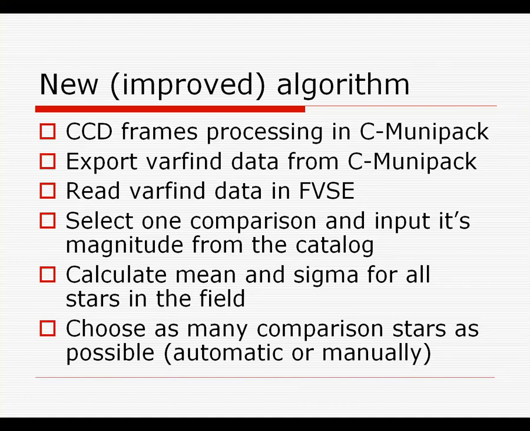You can select one comparison and input its magnitude from the catalog just to have catalog values. Then calculate the mean and standard deviation for all stars in the field. The software does it automatically. Then it chooses as many comparisons as possible. You can do it manually also.